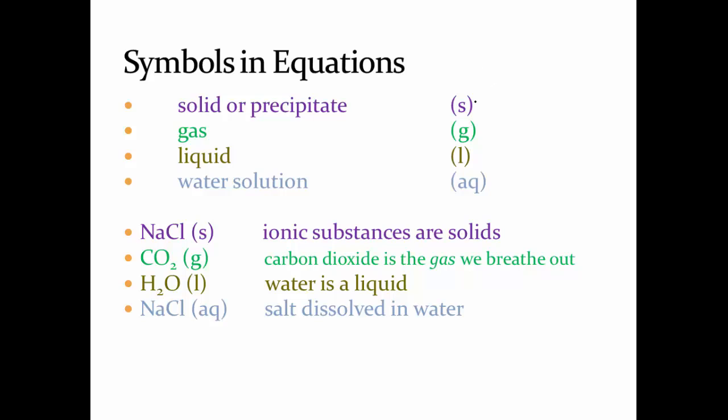Other symbols that you'll see: solid, gas, liquid, and aqueous. And these just tell us what state the substance is in, because if you think about it, anything can exist in the solid, liquid, or gas state. And so we need to specify which one it's in. Some substances can also be dissolved in water. And so if it's dissolved in water, it's not really a solid, gas, or liquid, it's a mixture. And so we need something different to show that. And so we put aq to mean an aqueous or water solution.